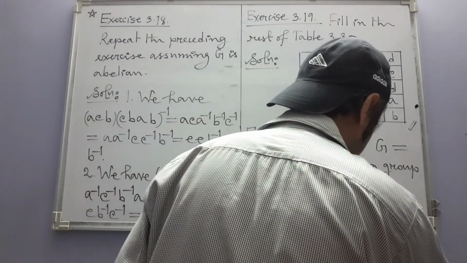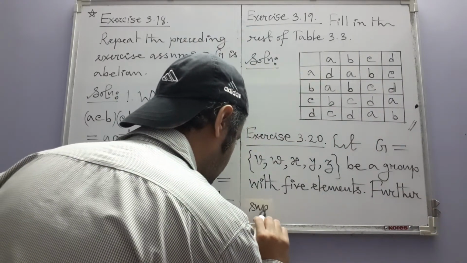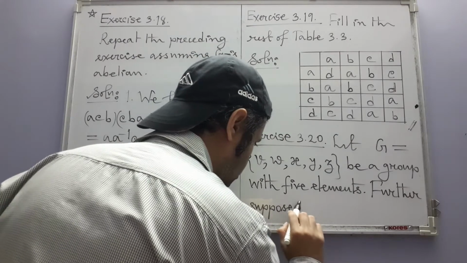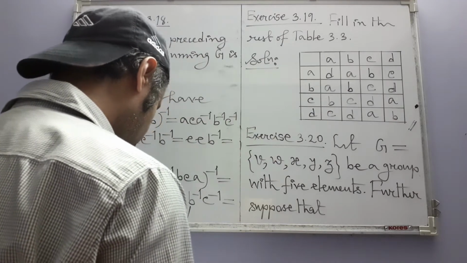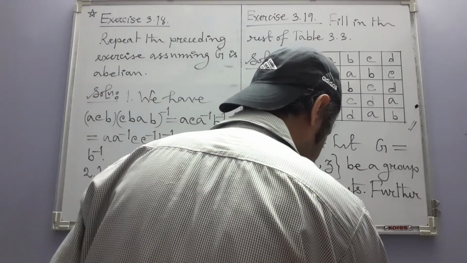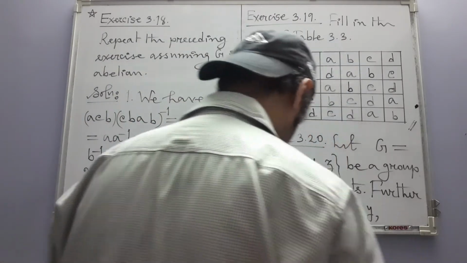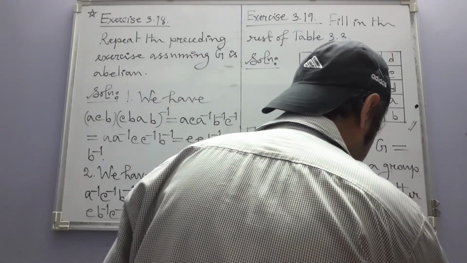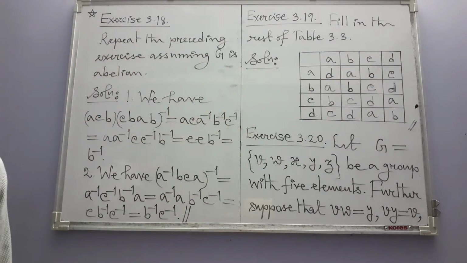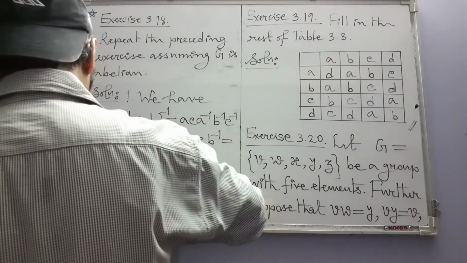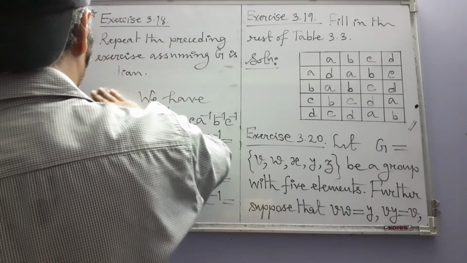Further, suppose that VW is equal to Y, VY is equal to V. Some of the combinations are given, some of the operations are given, and some are not given.